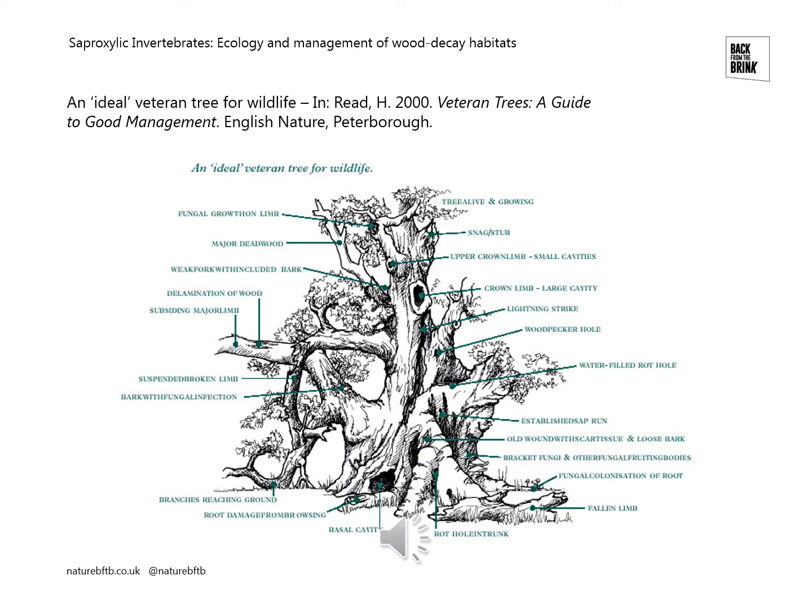And this is like an artist's representation of a sort of ideal veteran tree for wildlife, and it shows a number of those features that are valuable to our saproxylic invertebrates. So you can see on this tree that there's dead attached limbs, there's fungi, there's hollow cavities at the base of the trunk, there's rot holes, there's fallen dead limbs, and there's aging and flaking loose bark, and a variety of other features as well.